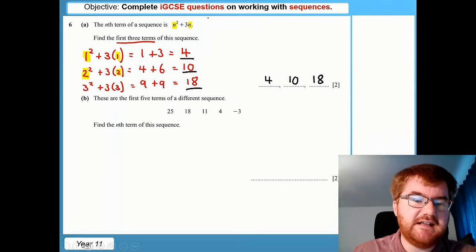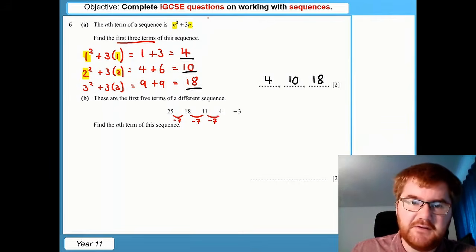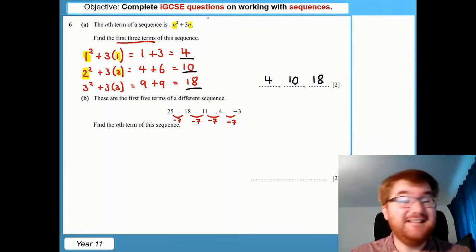And again, the first thing that we do here is check the differences. So here, 25 to 18, that's going to be minus 7. 18 to 11, minus 7. 11 minus 4, going down in 7s. And so when we get a first difference that's the same, this is actually easier to work out.